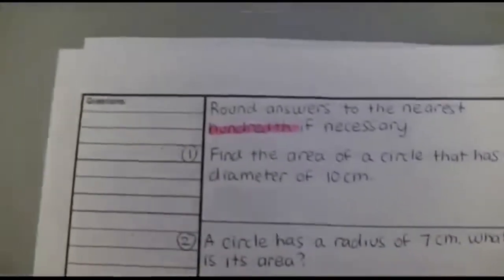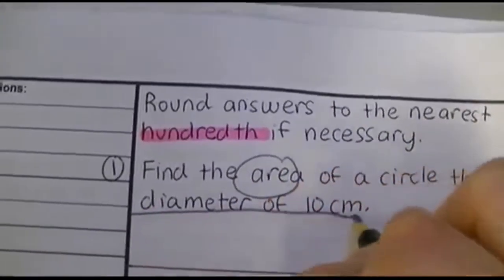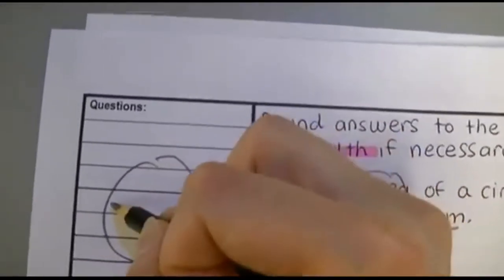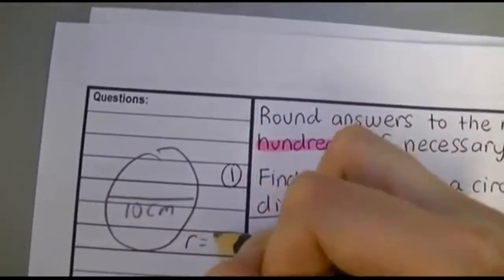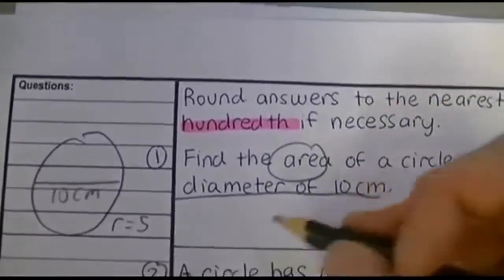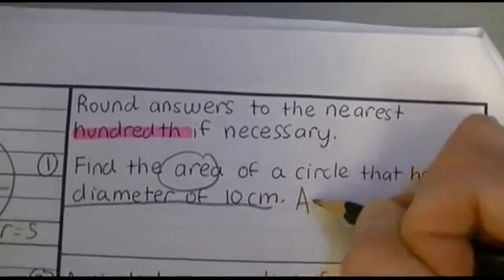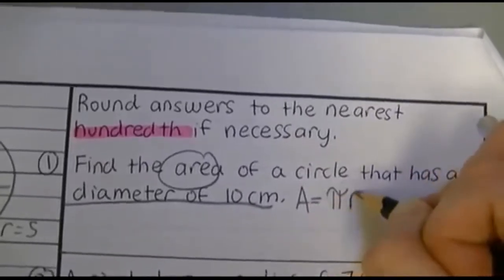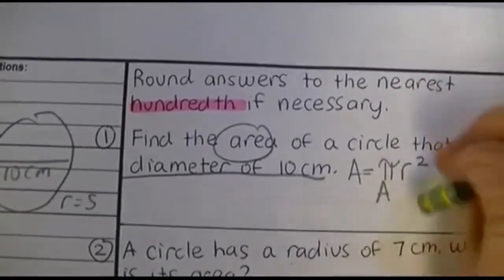All right, so find the area of a circle that's got a diameter of 10 centimeters. I'm just going to draw a quick sketch here. The diameter is all the way across. It's 10 centimeters. So that would mean the radius is 5. And let's start off with the formula for area of a circle. Area is equal to pi times radius squared.